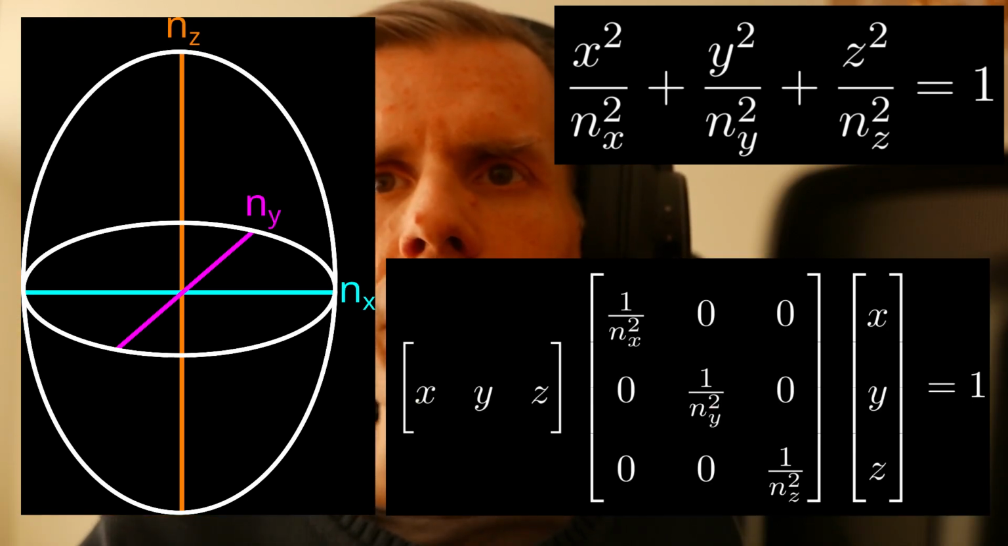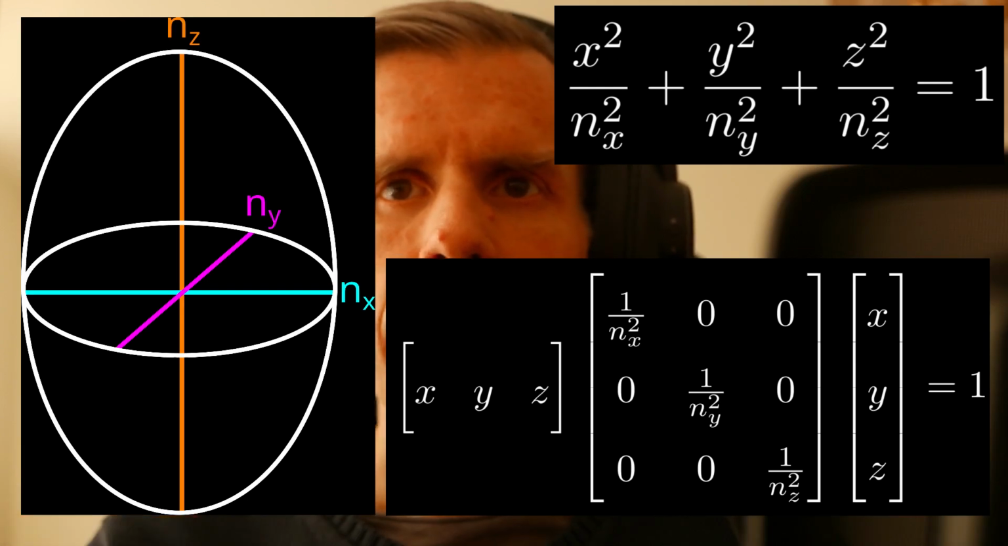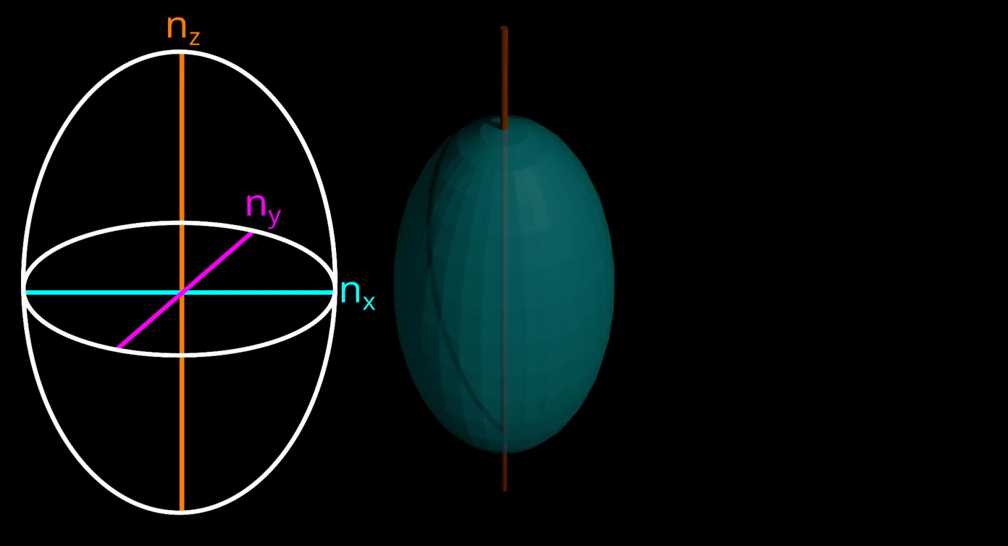So if we visualize our indicatrix, it looks like this. And the z-axis, the long one with the higher refractive index in this case, I've marked with an orange stick. For 4 out of the 7 crystal classes, nx and ny are the same. So I'm going to start with that because it does simplify things, as you'll see.